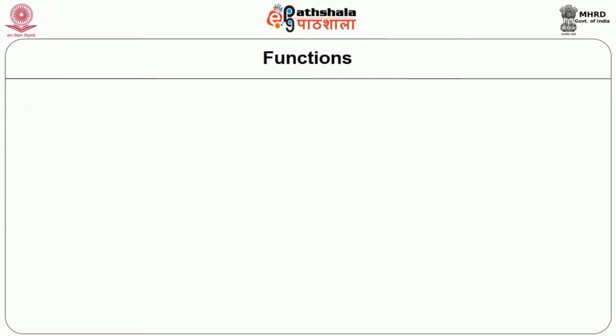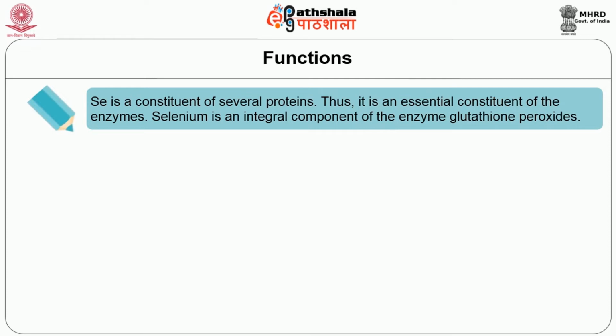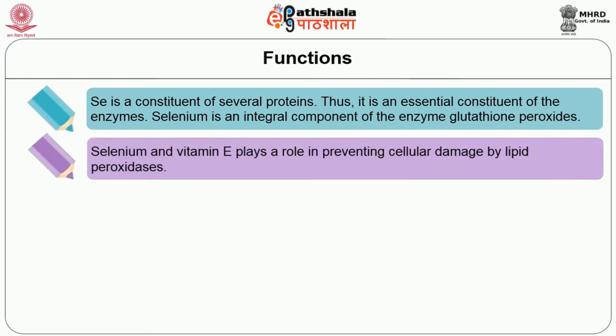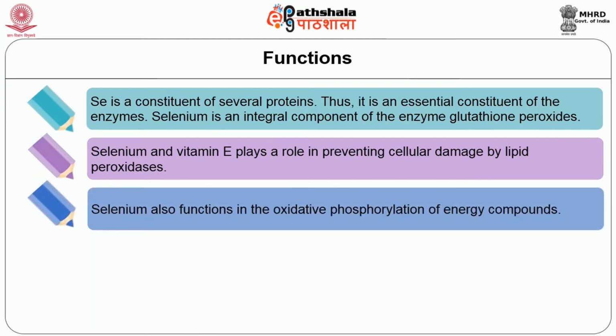Let us understand the biological role of selenium. Selenium is a constituent of several proteins, thus it is an essential constituent of enzymes. Selenium is an integral component of the enzyme glutathione peroxidase. Selenium and vitamin E play an important role in preventing cellular damage by lipid peroxides. Selenium also functions in the oxidative phosphorylation of energy compounds.